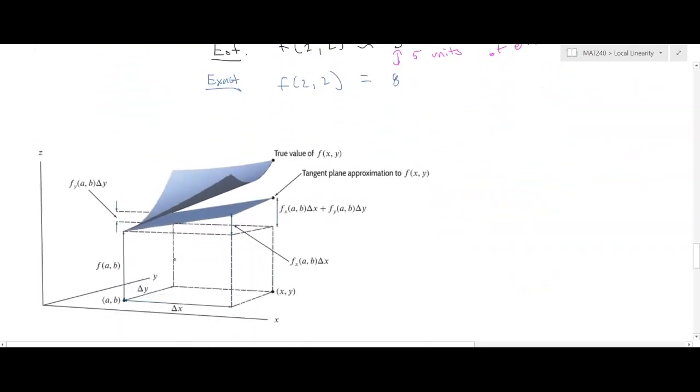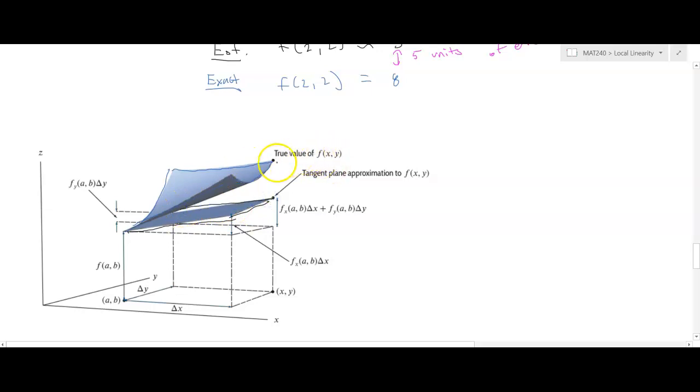So one other way to visualize this is here we have some portion of a surface. So this picture here is going to be our exact curve right here. That's just some portion of a surface. And the plane below it is our approximation for that surface. So this is our tangent plane.